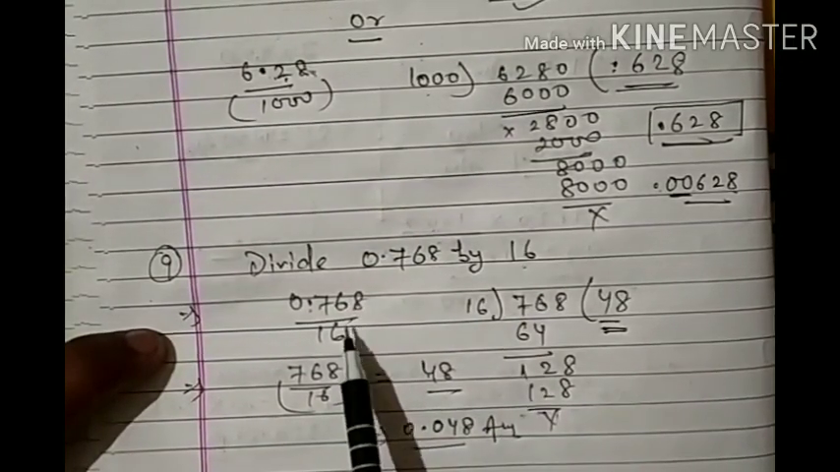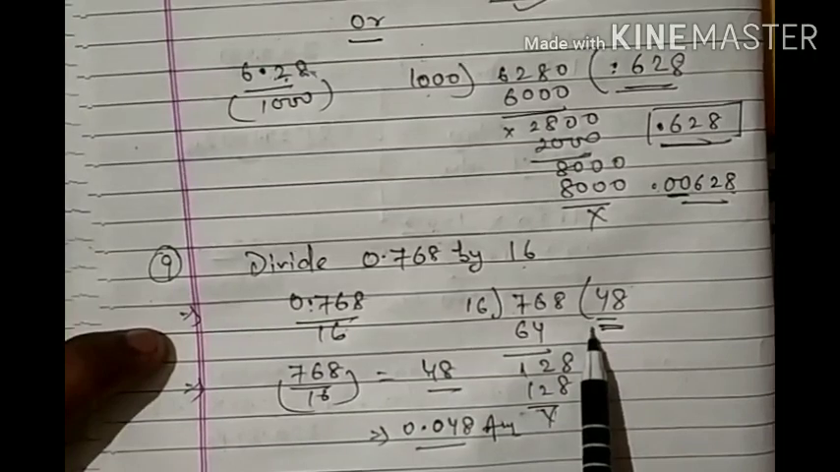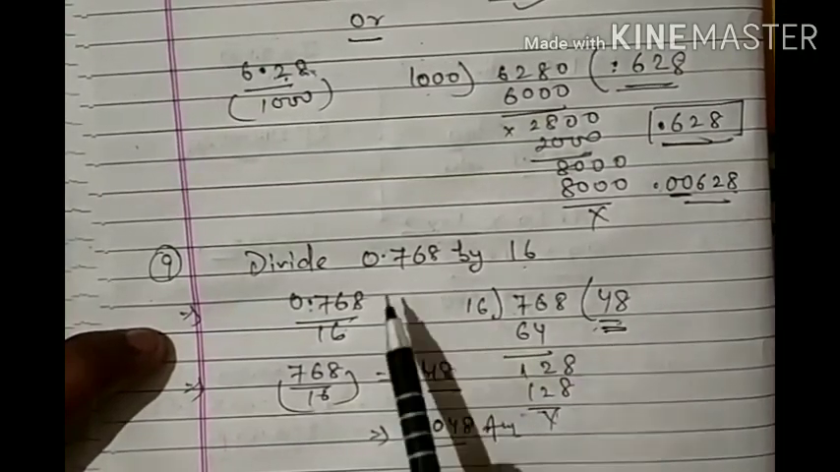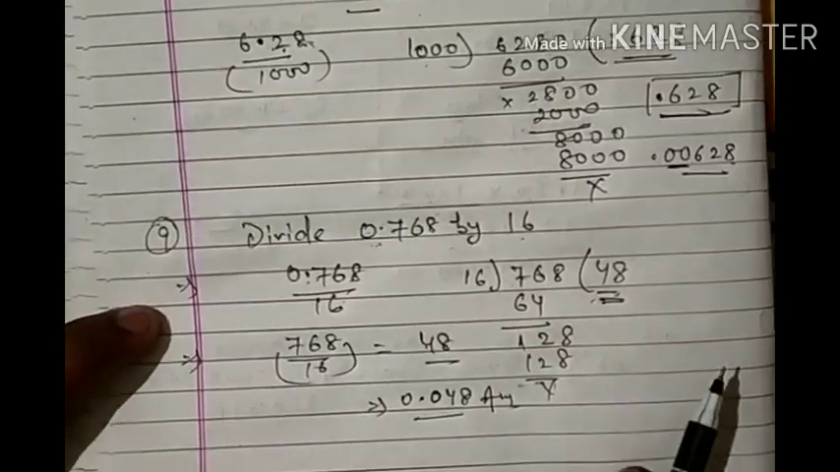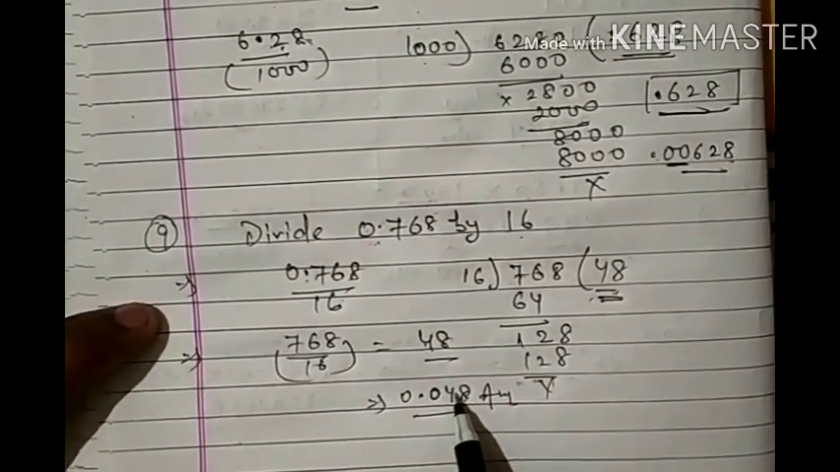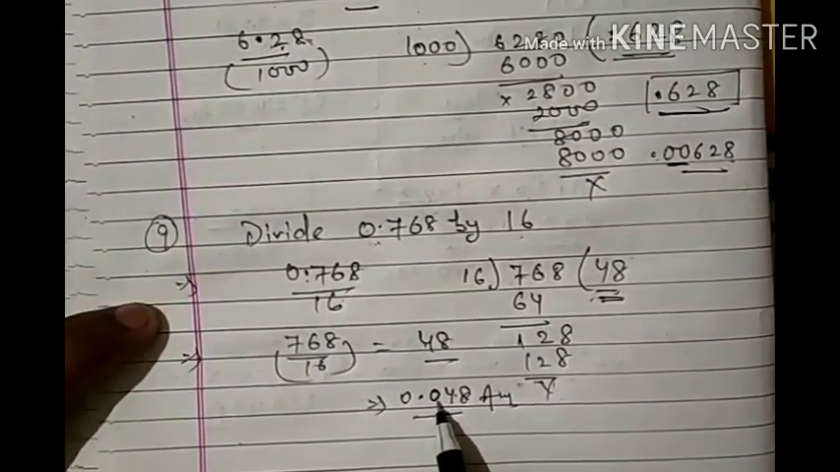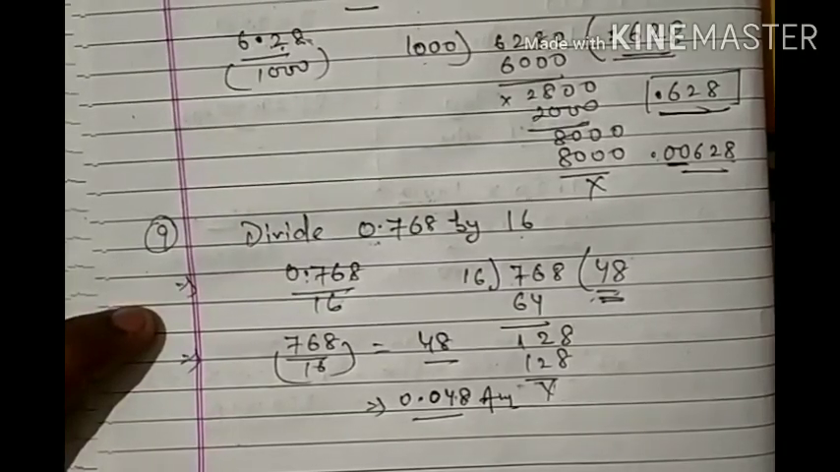So if we divide 768 by 16, we will get 48. But we have to put the decimal 3 places before. 1, 2, 3. So we will put it 3 places before. That is 1, 2, 3. 0.048. I hope it is clear to everyone. Now let's see the last question of our today's video. That is a word problem. Question number 12.